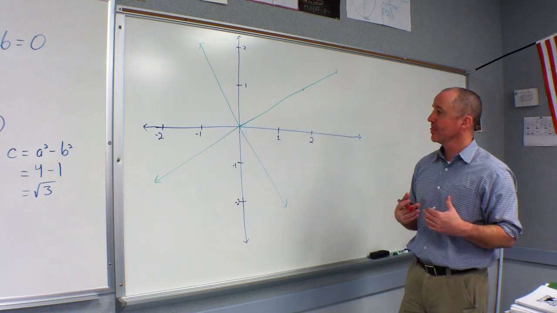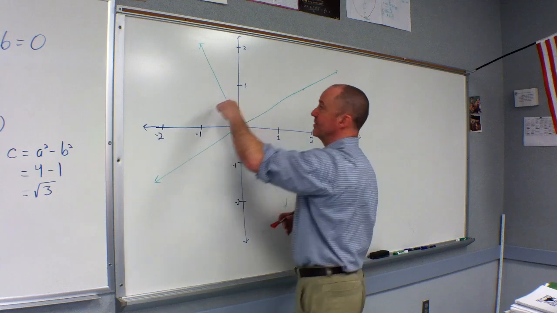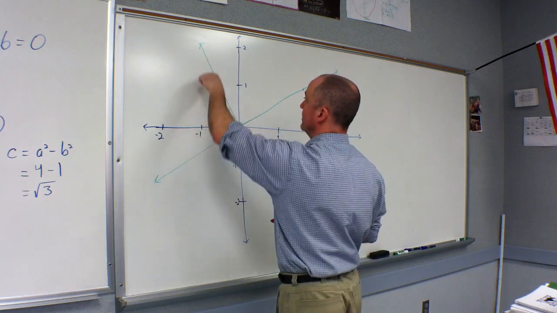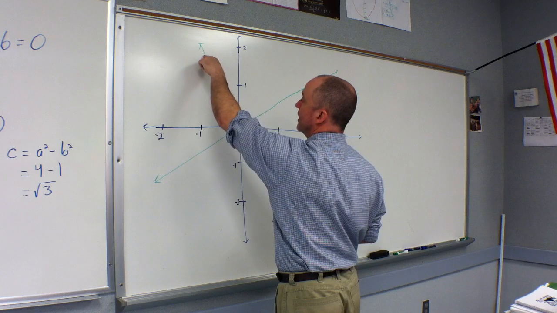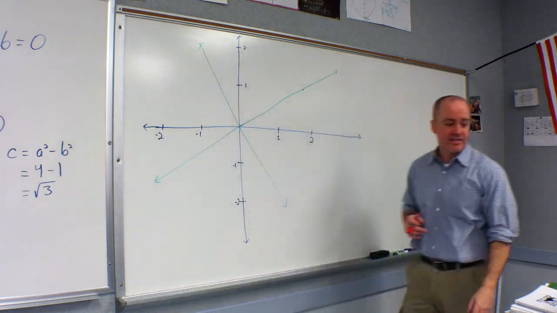Wait, so that one should also be like a 30? This should also be a 30-degree angle, yes, so this should be the point -1, and it should hit at root 3, about 1.7 on the y-axis.